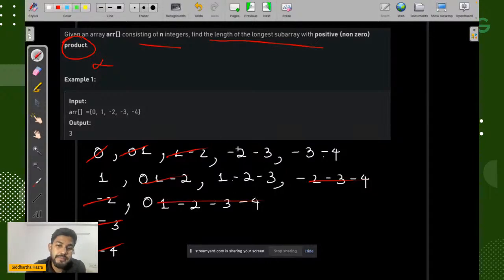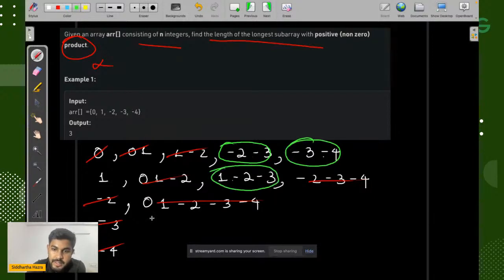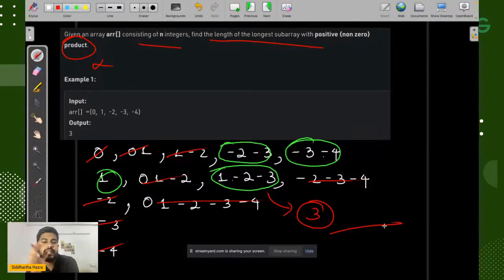So now what are the numbers that are positive? So basically we have the positive ones as this. Okay, any more positive? Yes. So the length of the longest one is this one with a length of 3. This is the length of this. So that is why 3 is the answer itself.